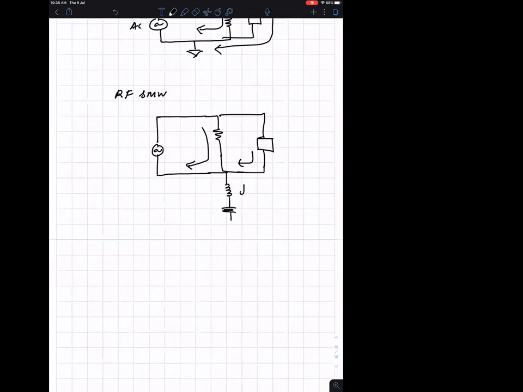At low frequency, omega is close to 0, so it doesn't matter. But at high frequency, when omega is high, the impedance j omega L will go up. That means you are not going to have a low impedance grounding.